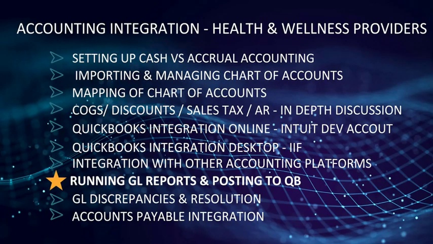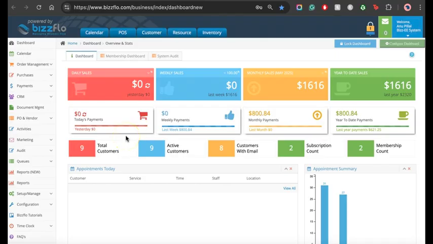Common issues when posting. Typical issues arise from unmapped categories. For instance, if a new category hasn't been mapped to a chart of accounts in QuickBooks, the system won't know where to post it. Let's walk through the process. Assuming your chart of accounts has been imported and mapped, and you have already chosen between cash or accrual basis, BizFlow creates a GL entry for every transaction, depending on your chosen accounting basis.